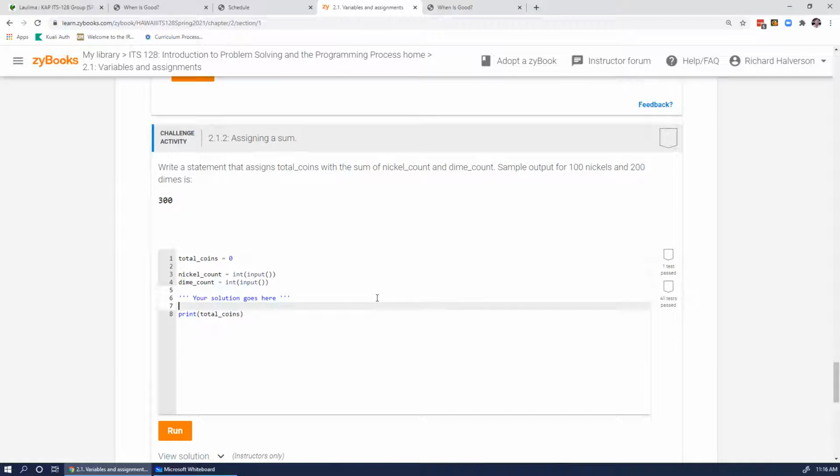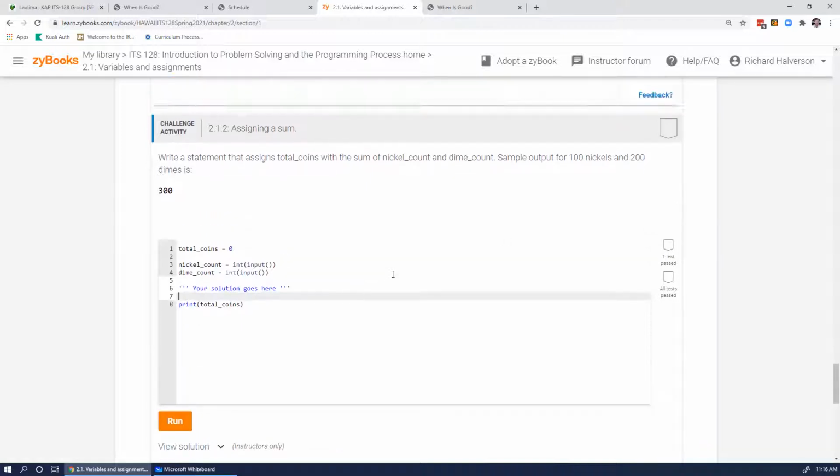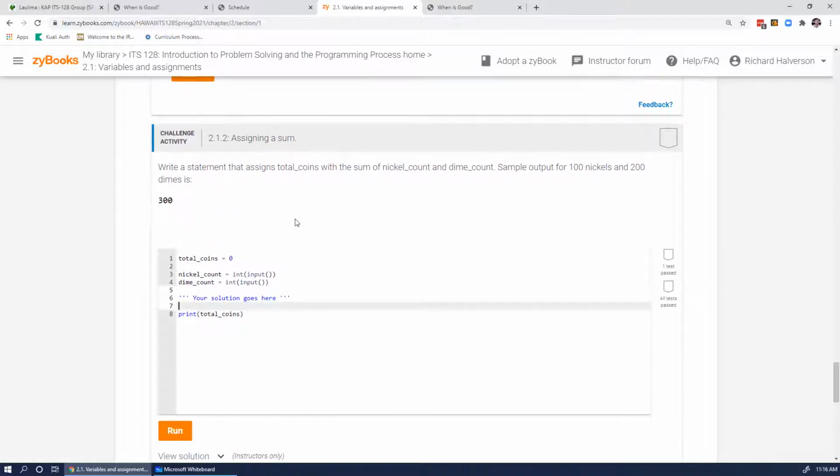It's like if you're learning a new speaking language, and you learn the meanings of a bunch of words, but then you try to talk the language, and you're not going to make any sense because you're saying all the words in the wrong order. So anyway, here's one here, 2.1.2. Write a statement that assigns total coins with the sum of the nickel count and the dime count. Okay, so we have two variables, nickel count and dime count. And we want to assign a variable called total coins equal to the sum of those two numbers. And so, for example, 100 nickels and 200 dimes equals 300 coins.